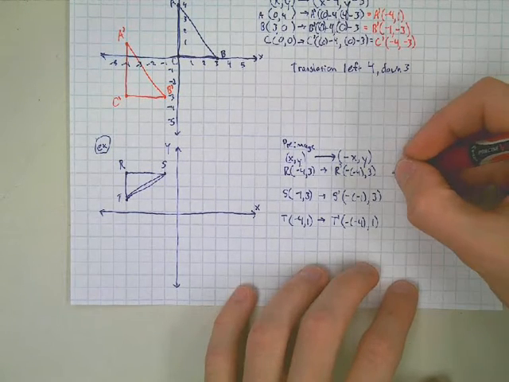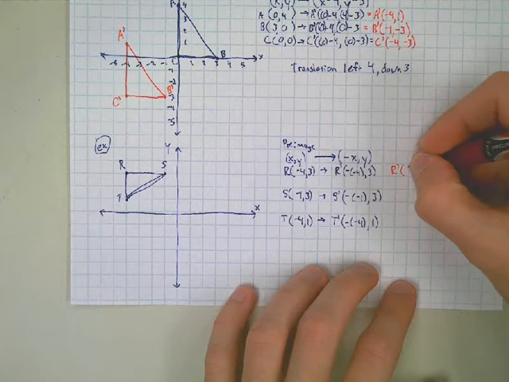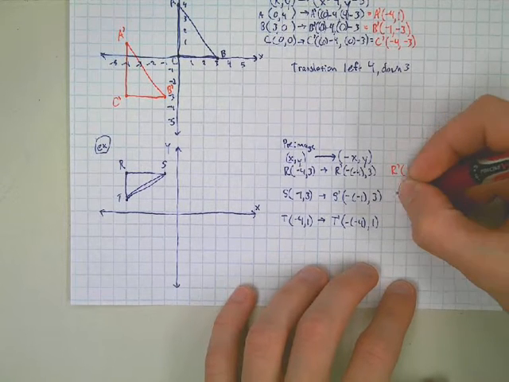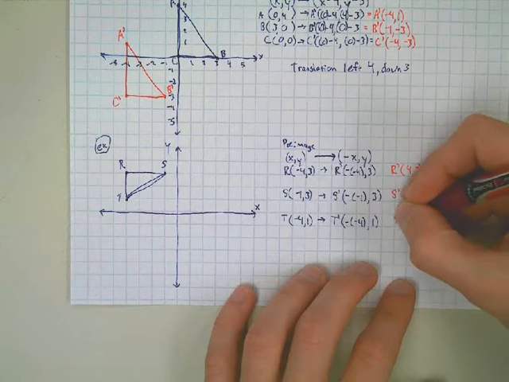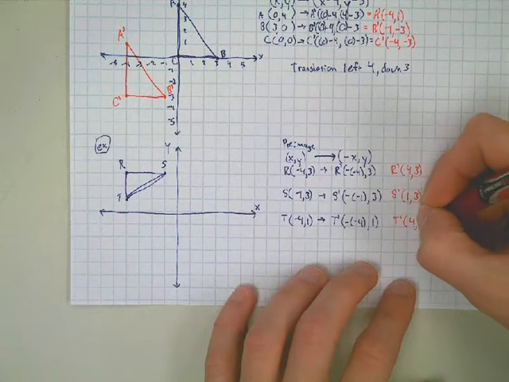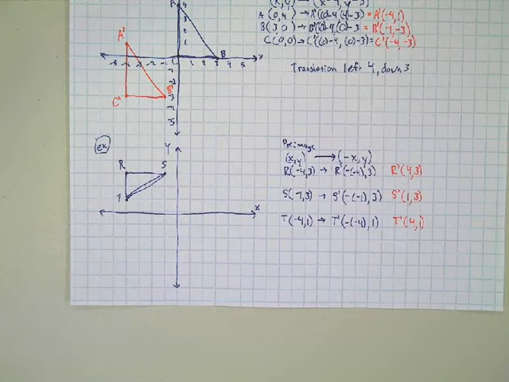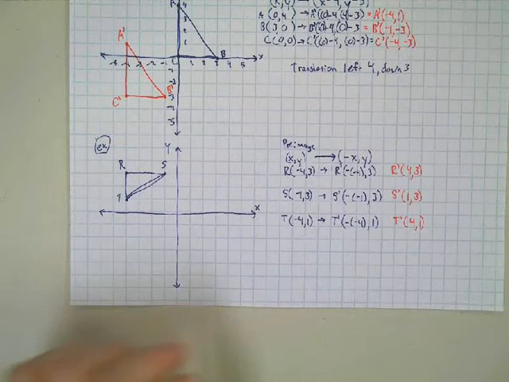I'm plugging the X's in, and there's a negative in front of it. So that's why it'll be positive 4. Exactly right, guys. So R prime, when we simplify it, is going to be +4, 3. S prime will be +1, 3. And T prime will be +4, 1.